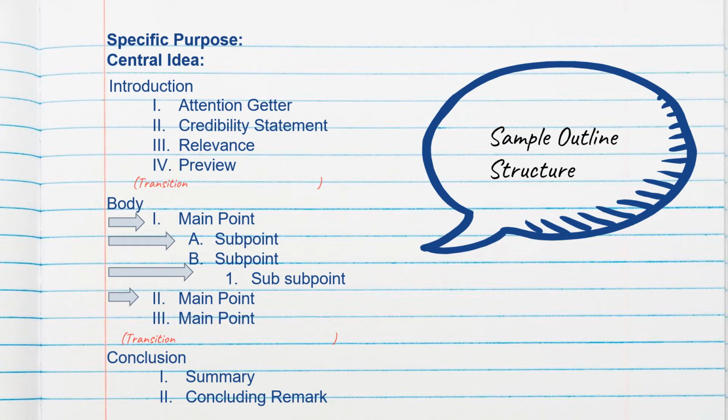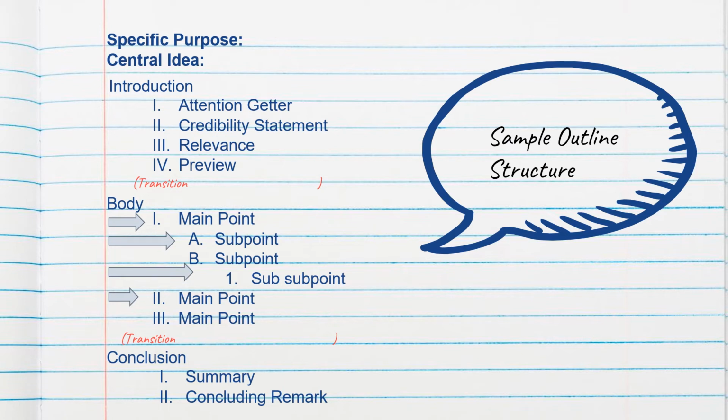The last section of the outline is the conclusion. As you can see here, the conclusion is broken up into two components. Both are identified with Roman numerals. First is the summary of your main points, and the last is your concluding remark.